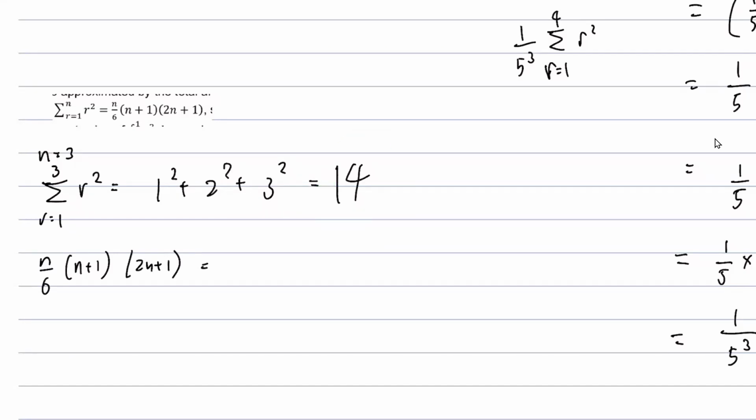Let's see. It's 3 over 6 times 3 plus 1 times 2 times 3 plus 1. Type it in a calculator, what do you get? The whole thing. 14. It's the same. Is it a coincidence? Of course not. Definitely not. There is a way to show it.